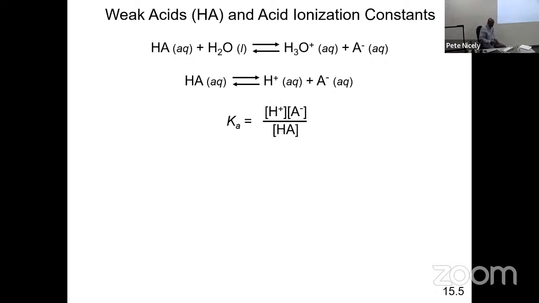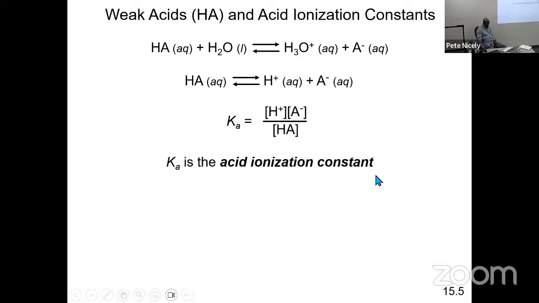In this case, the equilibrium expression would be products over reactants, if you remember: the concentration of H plus times the concentration of A minus divided by the concentration of HA, and that would be equal to a constant. The equilibrium constant in this particular case is symbolized by Ka, and Ka is called the acid ionization constant or acid dissociation constant. So that's basically what we use specifically for weak acids.